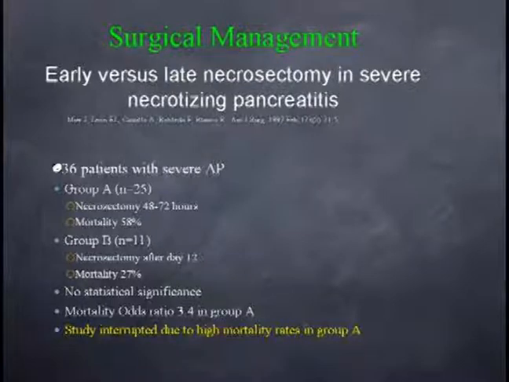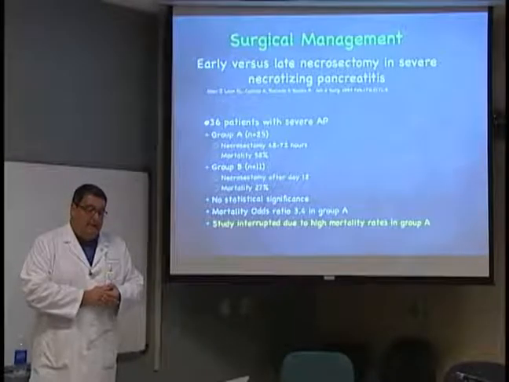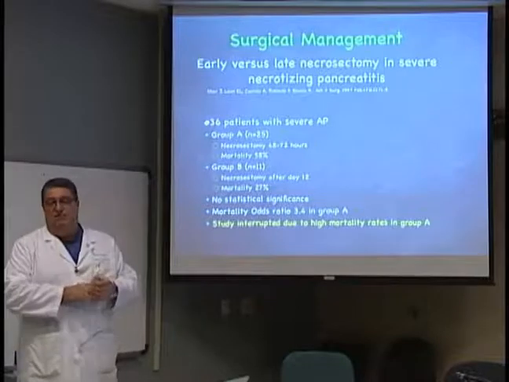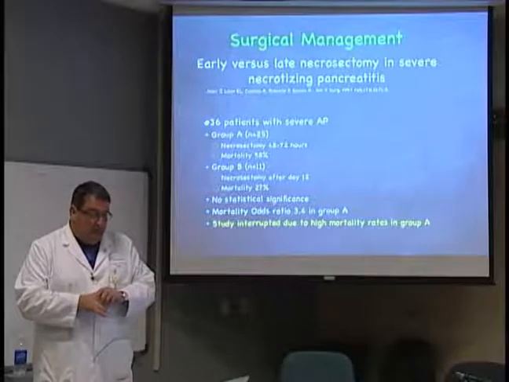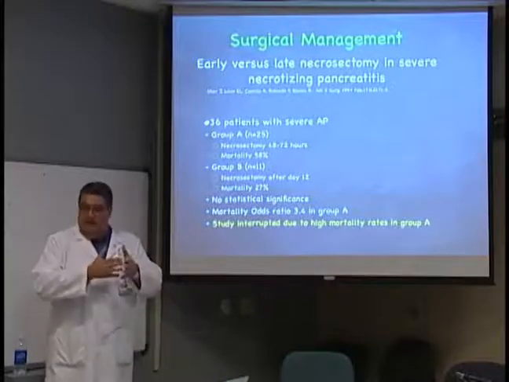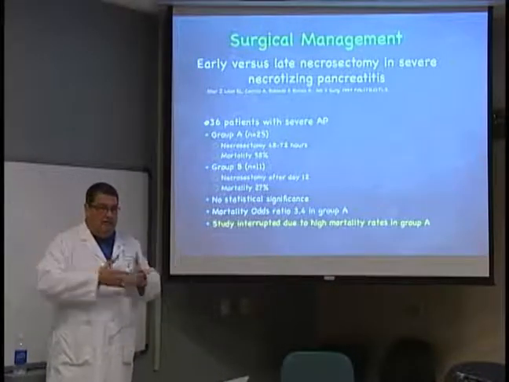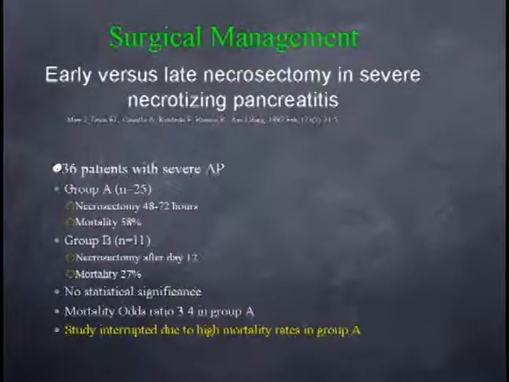So let's talk a little bit about surgical management. And this is specifically analyzing early versus late necrosectomy, so the removal of all that peripancreatic necrosis in patients with severe necrotizing pancreatitis. This is one of many studies that are out there, and I picked this one because this is almost 12 years old, which tells you how this concept evolved over the last decade. So in this particular study published in the American Journal of Surgery, they looked at 36 patients with severe acute pancreatitis, and they divided patients into two groups.